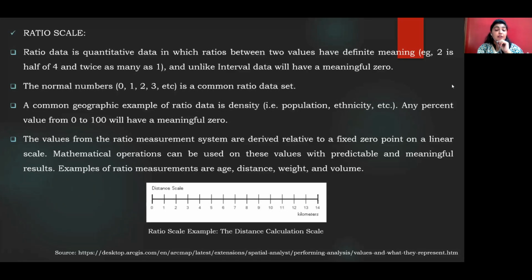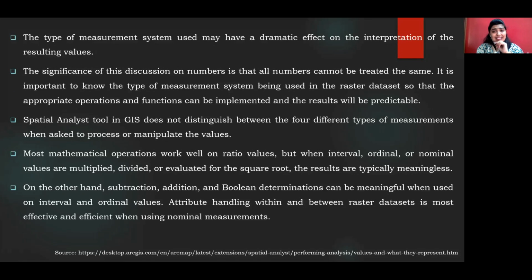So, apart from distance, other examples that we have for ratio scale will be age, weight, volume, etc. This type of measurement system used may have a dramatic effect on the interpretation of resulting values. The significance of this discussion on the numbers is that all numbers cannot be treated the same. It is important to know what type of measurement system has to be used in a raster data set so that appropriate operations and functions can be implemented and the results can be predicted.